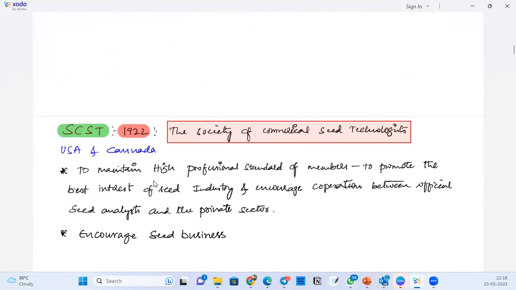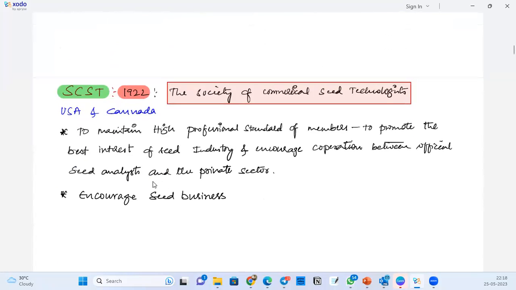Next, we have another organization called the Society of Commercial Seed Analysts, which was formed in 1922 in the USA and Canada. It was formed for a similar reason: to maintain high professional standards among its members in the USA and Canada. It will promote the best interest of the seed industry, and it will also encourage cooperation between official seed analysts and the private sector. This was done only to encourage the seed business in that area.